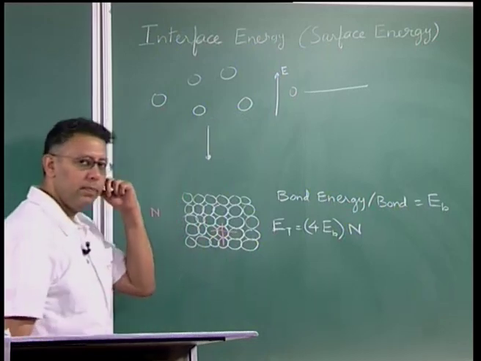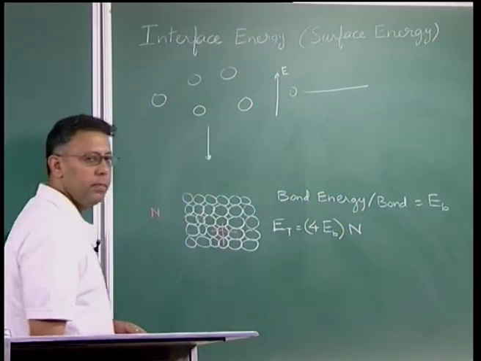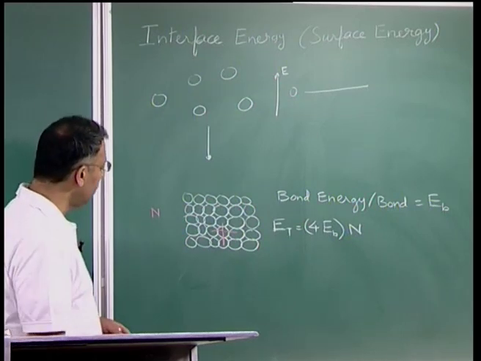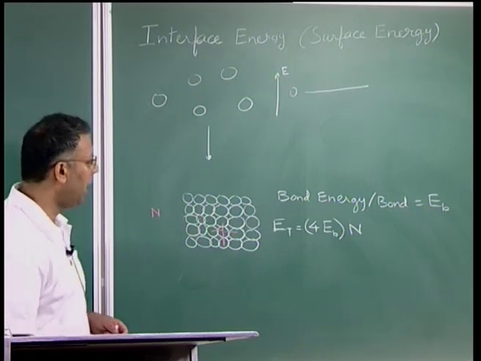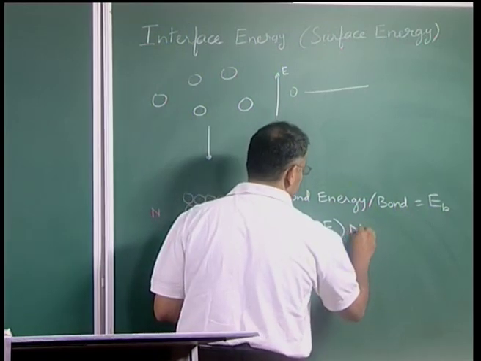These bonds are shown in red color, and because of this formation of bonds, each atom's reduction per bond is EB. That means if it is bonded to 4 neighbors, then I have a reduction of 4 EB per atom, and since there are total n atoms in this system, I will have a total reduction in energy as 4 EB into n.